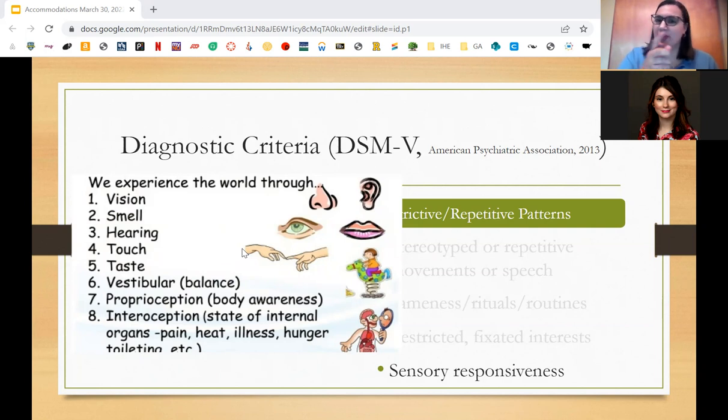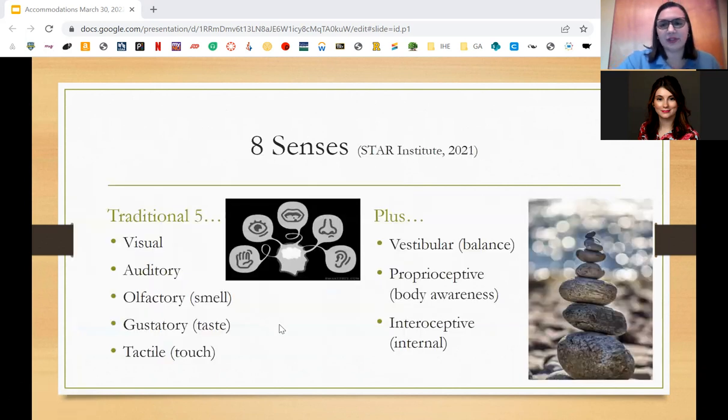So again, you can be hyper or hyposensitive to any of these senses. So you're probably familiar with the traditional five senses of sight, visual, auditory or hearing, olfactory or smell, gustatory or taste, and tactile or touch.